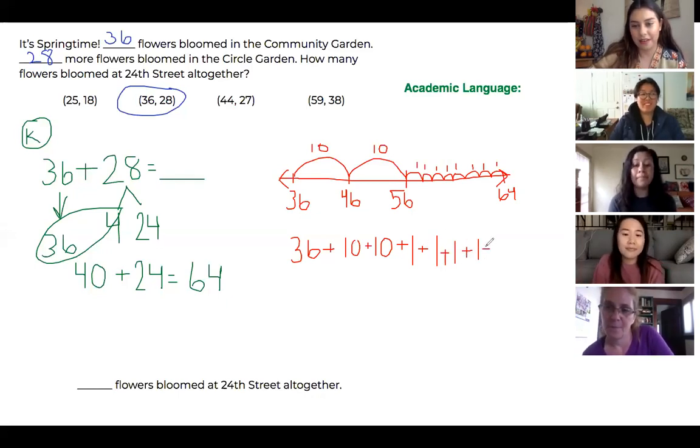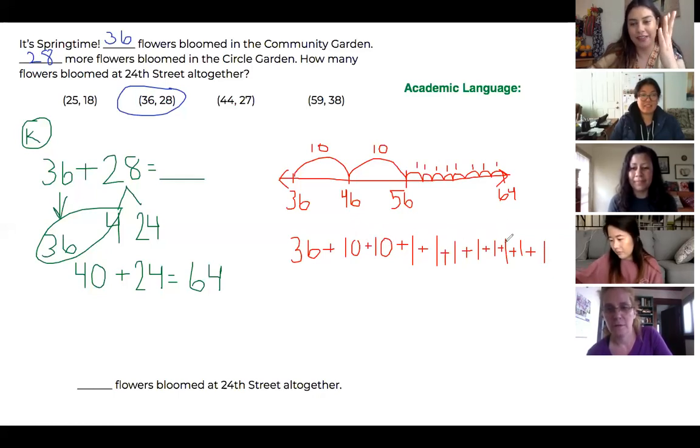So I know I'm doing this and it's taking a long time. 1, 2, 3, 4, 5, 6, 2 more, 7 and 8. Let's see if I did it right. 36 plus 10 plus 10 plus 1, 2, 3, 4, 5, 6, 7, 8. Yes, beautiful. And that equals 64.